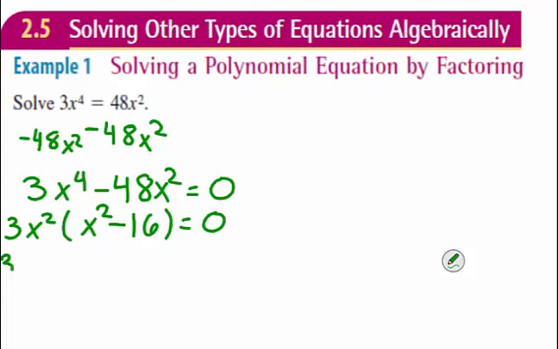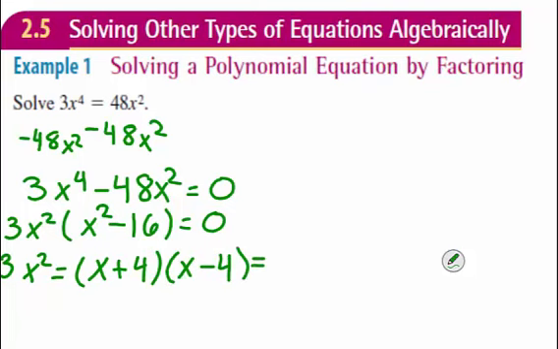So now notice that x squared minus 16 is a difference of squares. So we've talked about that a lot. Ignore that equal sign. I'll fix that in a minute. So x squared minus 16 factors to x plus 4 times x minus 4.